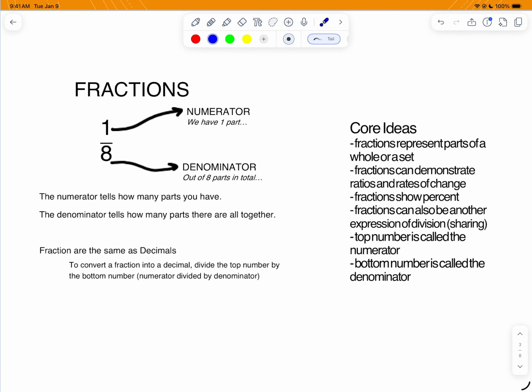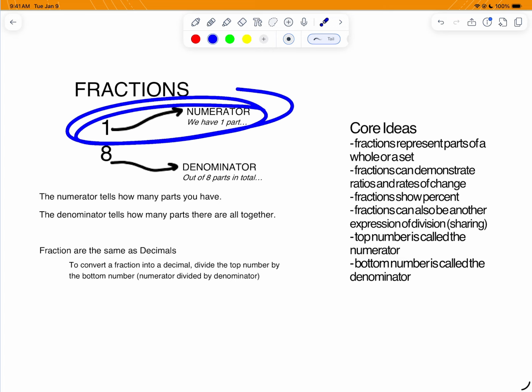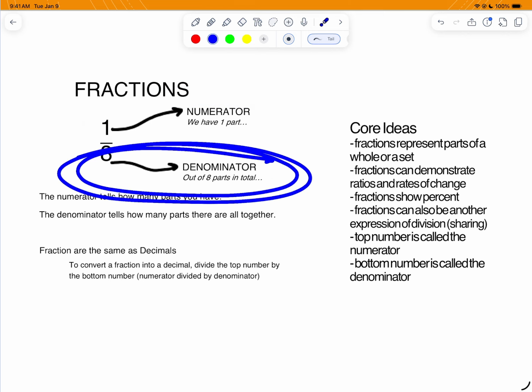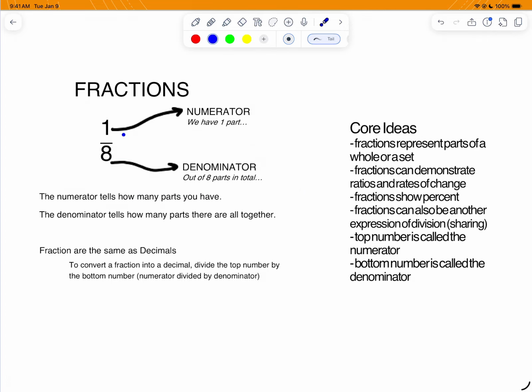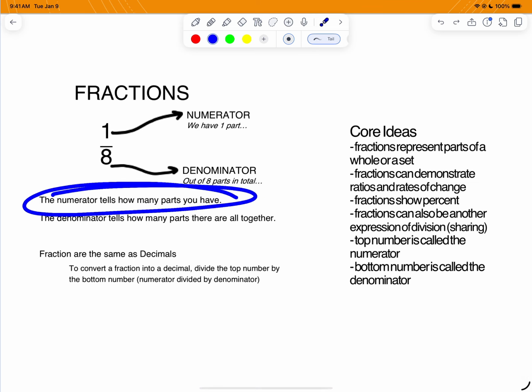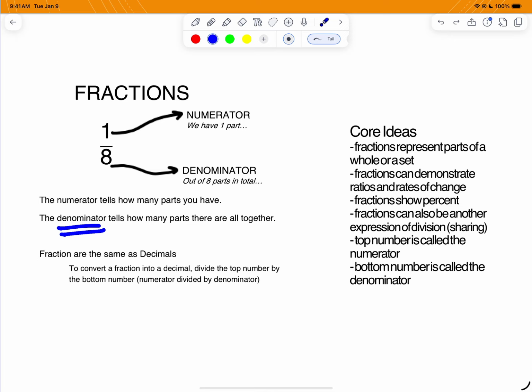Let's make sure that we have some of our vocabulary straight. The top number, right, of a fraction is the numerator, and the bottom number of a fraction is the denominator. If we have 1/8, the numerator is 1 and the denominator is 8. The numerator tells us how many parts you have, while the denominator tells us how many parts there are altogether. So 1/8 means I have one part out of 8 total equal parts.